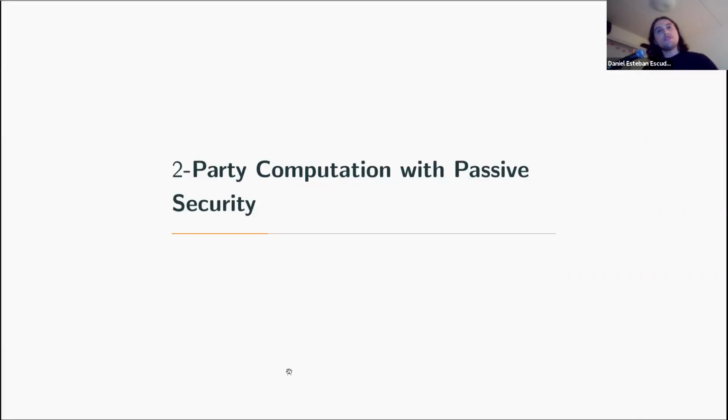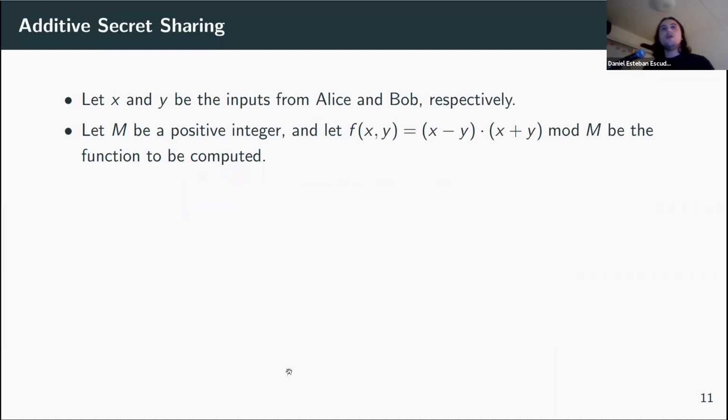The first protocol that I want to present is for two parties with passive security. From now on, everything's going to be passive, because it's much easier to do than active. Again, what it means is that we don't need to worry about what happens if Alice doesn't send the right message, or what happens if Bob doesn't send the right message. We don't need to care about that because they will send the right message.